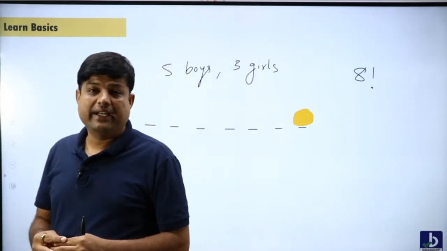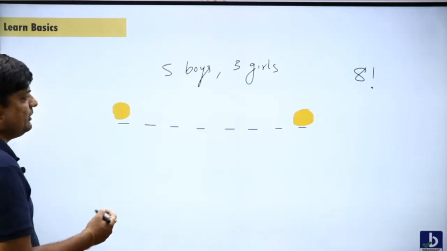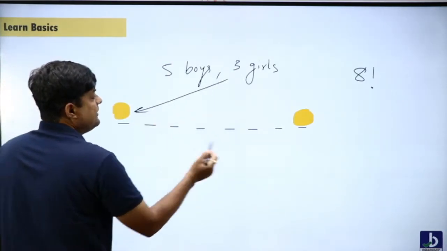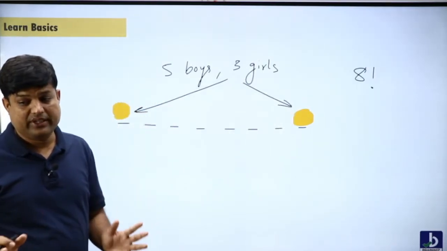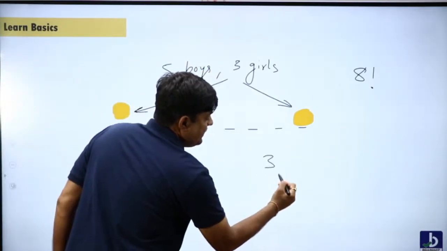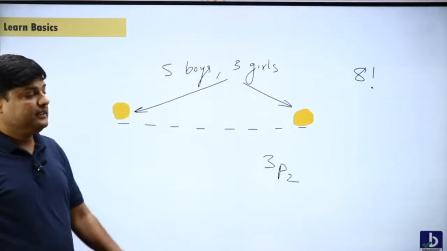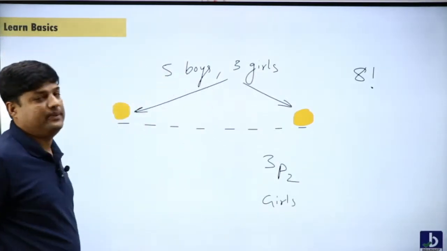Do you have any idea how to arrange these 3 girls in these 2 places? Very simple. One girl is sitting here, one girl is sitting here. So will you say 3 factorial? No, Reshma, it's not 3 factorial. It's 3P2 once again. 3 girls in 2 places is 3P2. That's it. This 3P2 is forming whom? Girls. This is the girls' arrangement.